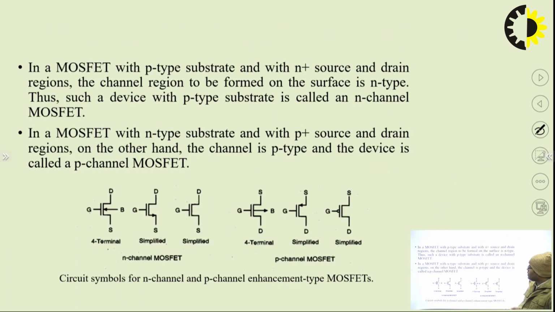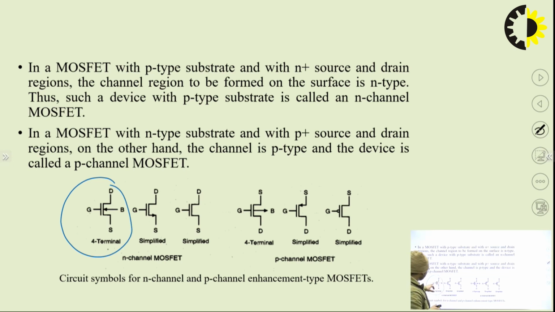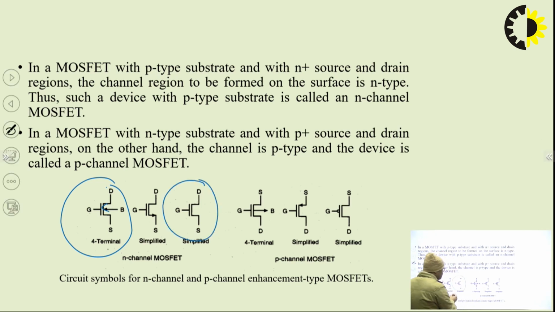Now come to the circuit symbol. These are the circuit symbols for the N channel MOSFET. This is the 4 terminal symbol, with gate, drain and source, and this arrow indicates the flow of carriers. This is the simplified symbolic representation for the N channel MOSFET, and this is for the P channel MOSFET. For the P channel MOSFET, we use a bubble at the gate terminal. So this is the difference between P channel and N channel MOSFET.